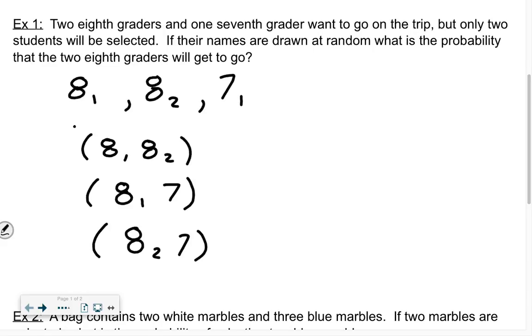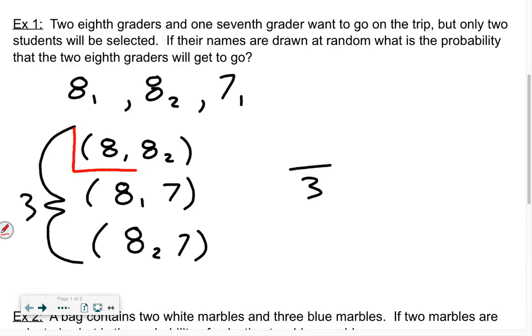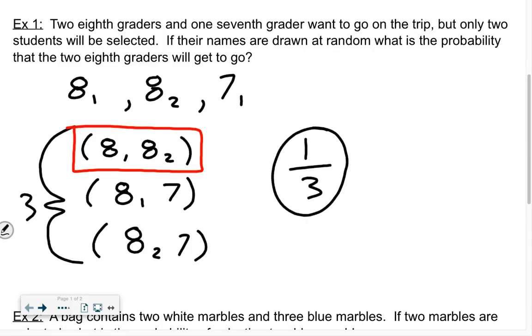So as we look at this, we have 3 total outcomes that could take place. So when it comes to setting up our fraction, 3 total outcomes that we have, and the only one where we have both of the 8th graders going is that very top one, so we only have one of those. Therefore, what's the probability that both of the 8th graders will get to go? Well, it's 1/3.